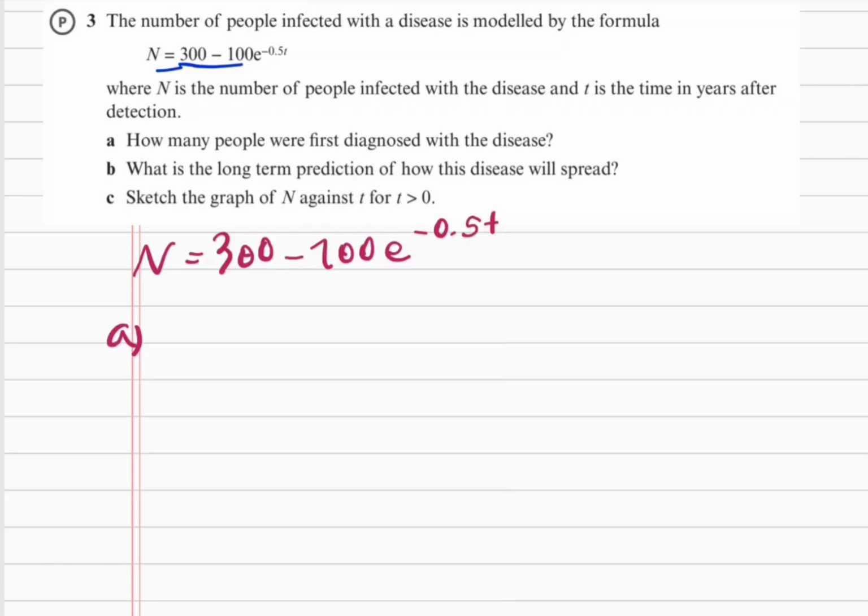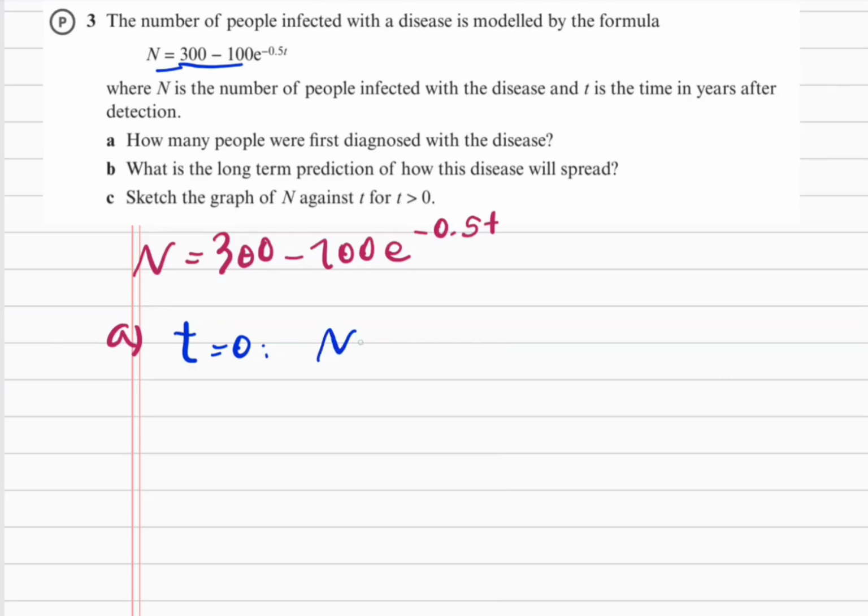Whenever they say how many people or how many things were affected at first, that's talking about when t is equal to 0. So all you need to do in this case is to substitute t is equal to 0, and that gives you the initial number of people.